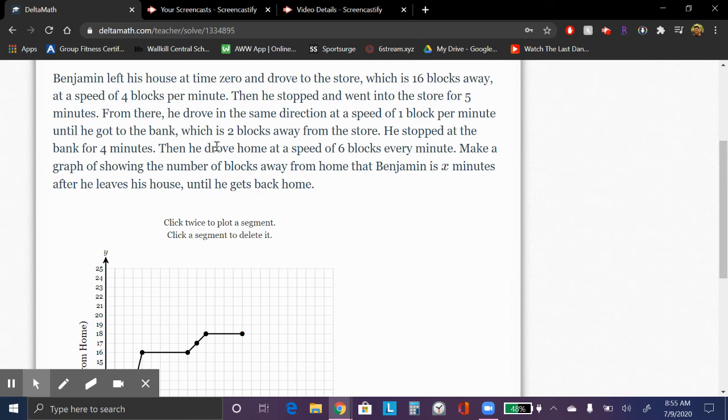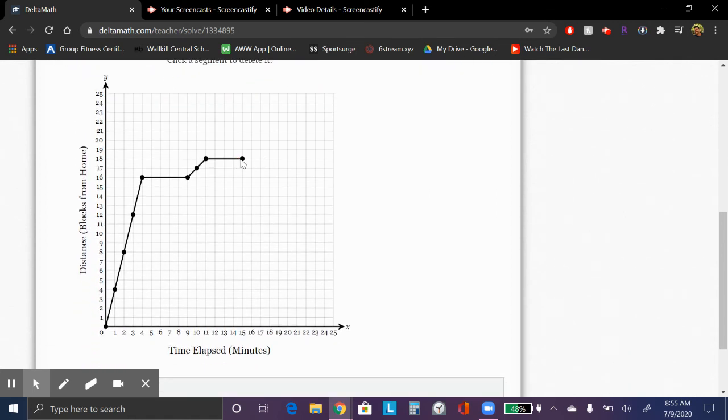And then he drove home at a speed of 6 blocks every minute until he gets all the way back home. So 1, 2, 3, 4, 5, 6. This should be a straight line. 1, 2, 3, 4, 5, 6. And then one more. Bam. All right. Goes to the store, then goes to the bank, comes back home. Awesome.